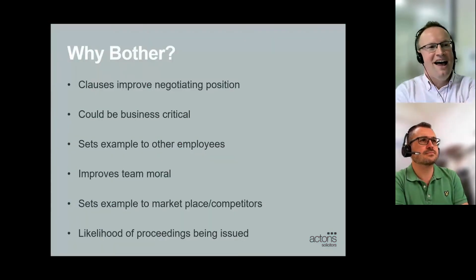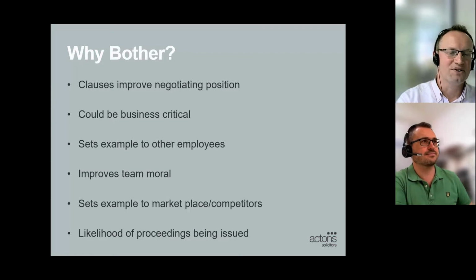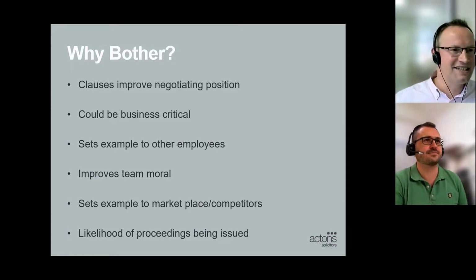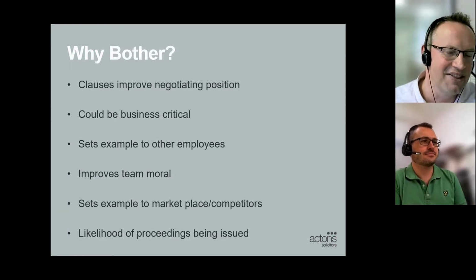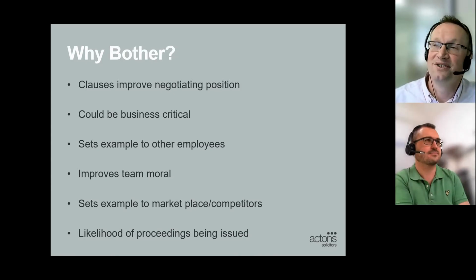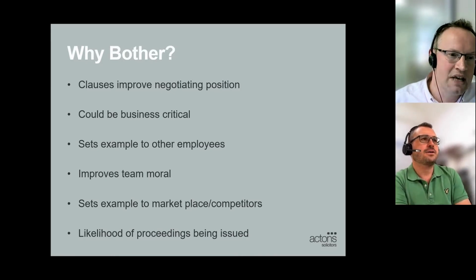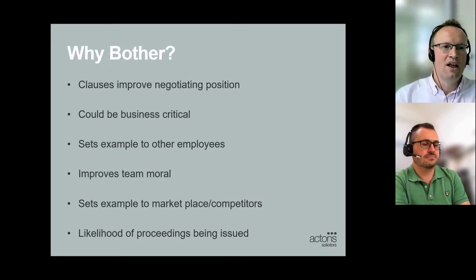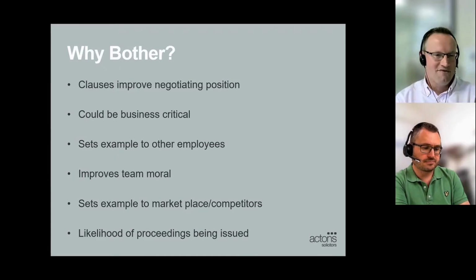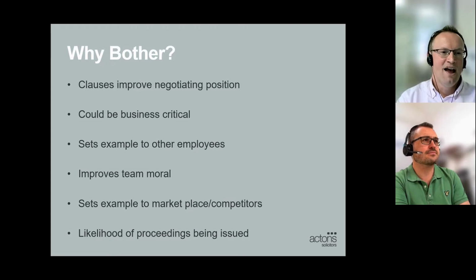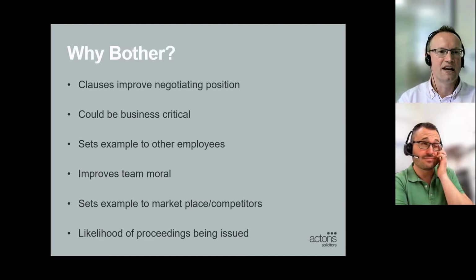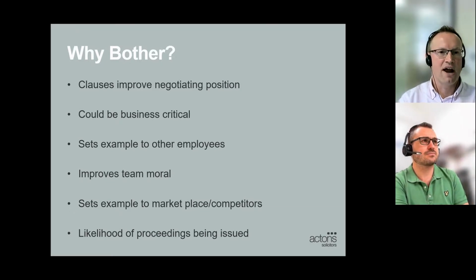So, having said it's quite costly, and it links in with Nick's initial point, I think there was a reasonable percentage that said they're too expensive to enforce. So why bother with restrictive covenants? Well, first and foremost, if you haven't got the clauses in, you don't have a leg to stand on. I think, as I put there, having the clauses improves your negotiating position. They give you at least a platform on which to threaten the other side.